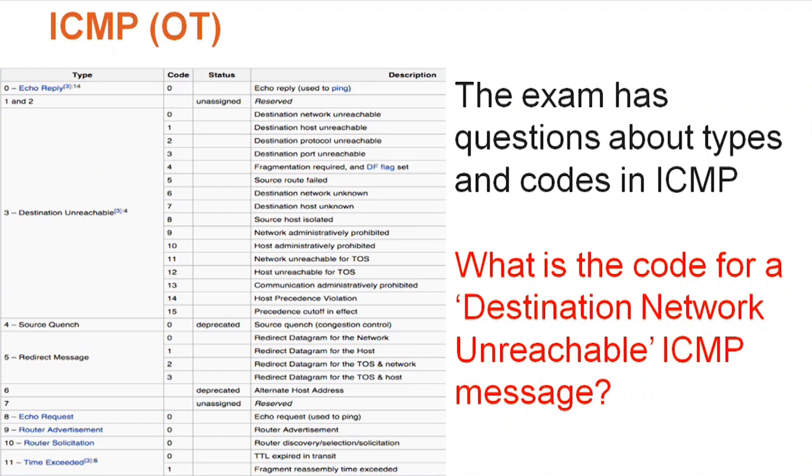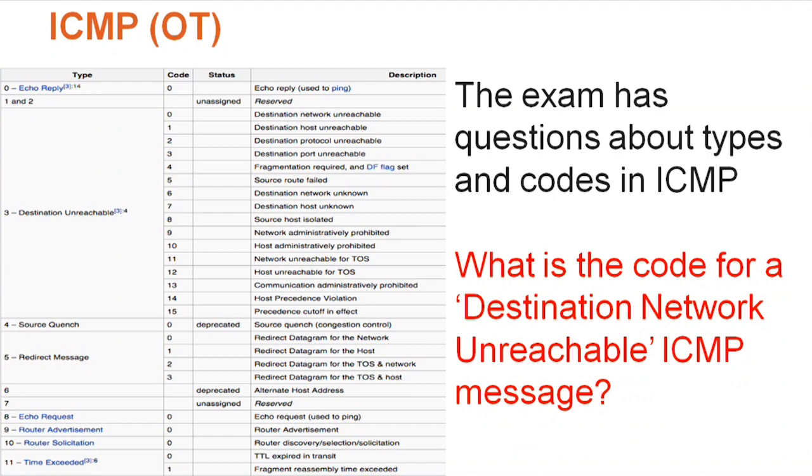You're going to be asked questions about types and codes in ICMP. What is the code for a destination network unreachable ICMP message? Well, let's take a look. You see the type column on the left, the code, and then the status and the description. Under type, you see destination unreachable. That's number 3. So type 3, code 8 is a source host isolated.